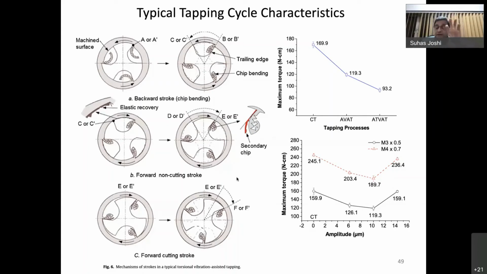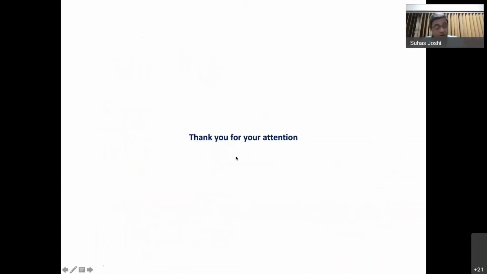And of course the axial vibrations are there which are given to the work surface. But this is the principle: you try to understand the physics of the process, and then you will be able to find the solutions. You will be able to find the remedies for improving the machinability. Yes, so I'll stop here.